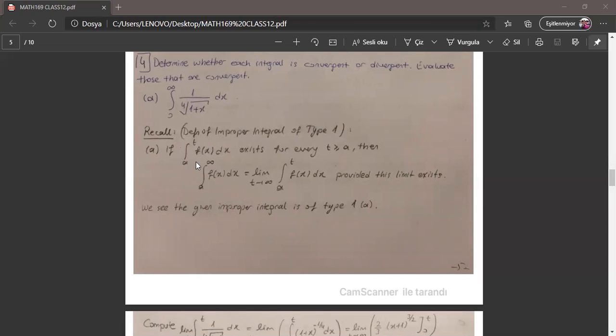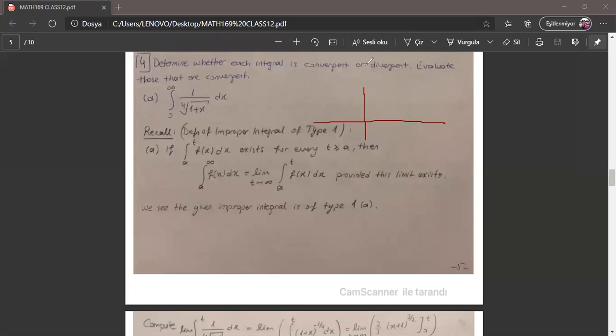If the given integral is in this form, you can compute this one to determine if it's convergent or divergent. Okay, so the above boundary is not a constant but infinity. So using this one, here we have an integral. The boundaries are a and t. First you compute this integral, then you take the limit where t is approaching infinity. Okay, at the end you will obtain this.